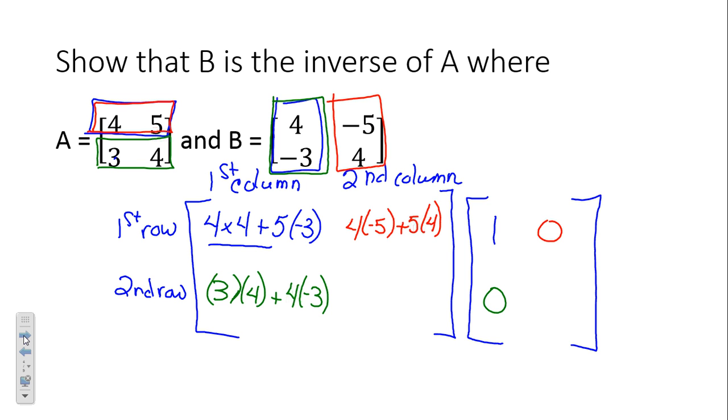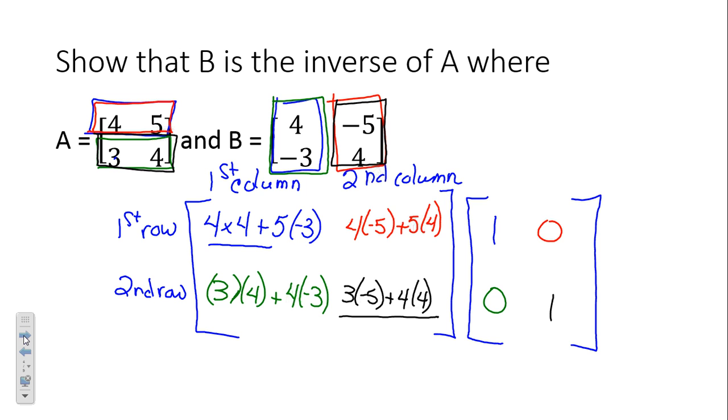And then lastly, we need to be figuring out what this second row, second column spot is, what goes here. So we take our second row times our second column, and 3 times -5 plus 4 times 4. So -15 and a +16 gets us a 1. Okay?